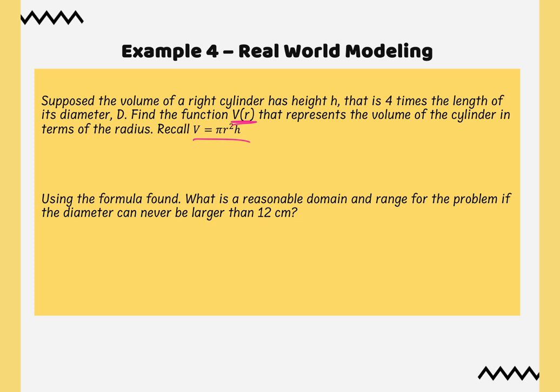What does it tell you in the beginning? It says that the height, right, is 4 times the length of the diameter. So it gives me nothing about a radius yet. But what's the relationship between a diameter and a radius?